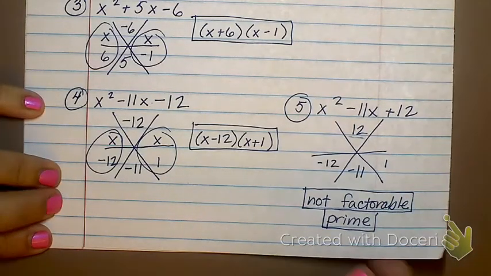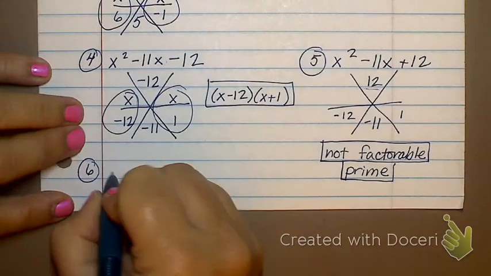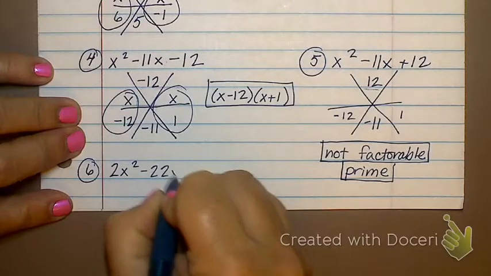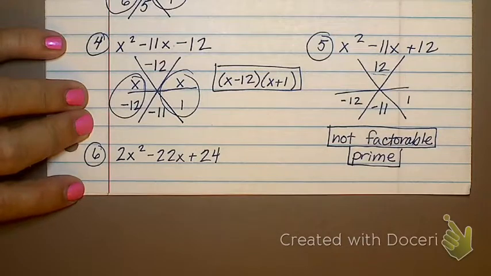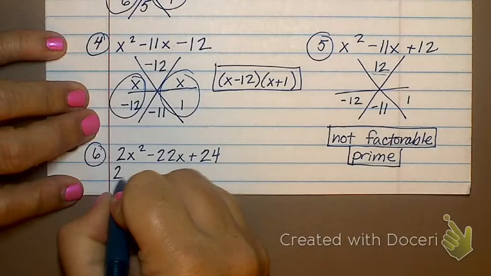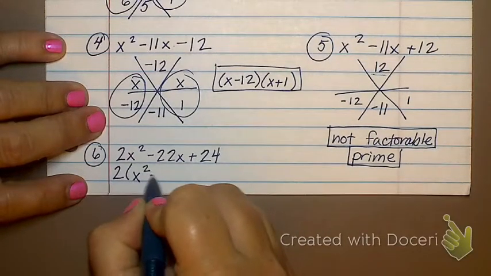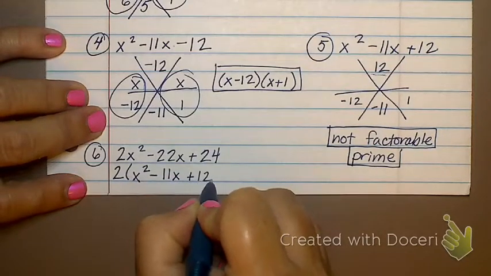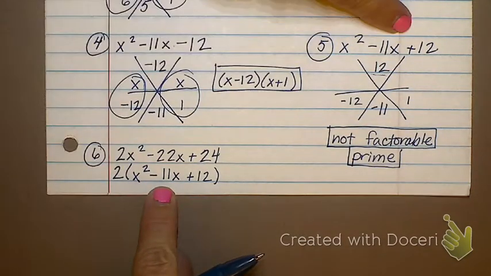Okay. What if I had 2x squared minus 22x plus 24? What would I do first there? Take out a 2, right? So if I took out a 2, what's left inside? X squared minus 11x plus 12? Yeah? Isn't this what I just looked at over here?